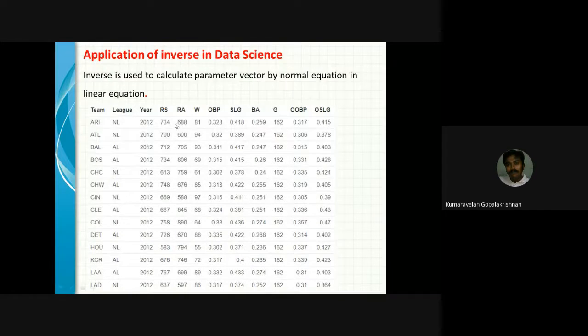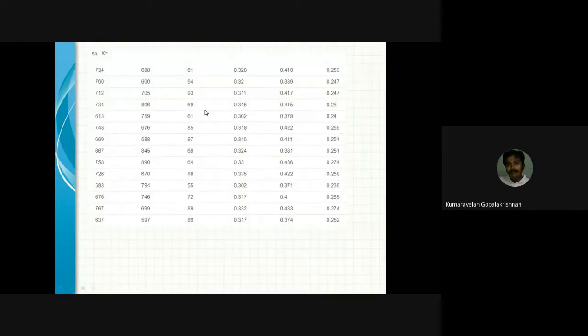Okay, fine. So here my matrix gets formed. I have taken the matrix X. While seeing X, you are seeing some values. These are the features I am taking: RS, RA, W, OBP, SLG, and BA. These are the 6 features that I have considered, and their corresponding values are taken. So it's a matrix value. I think 14 rows are there and 6 columns are there, so it is a 14 by 6. This is the size, the order of the matrix, my data set.